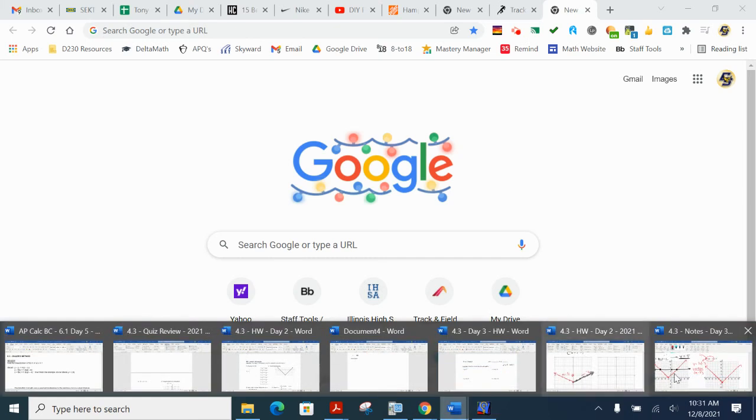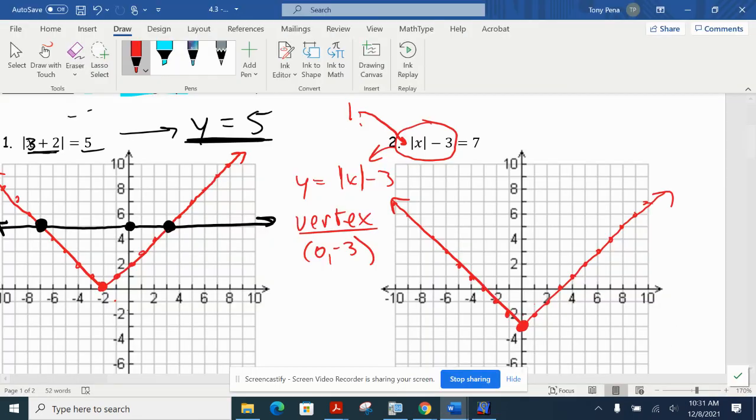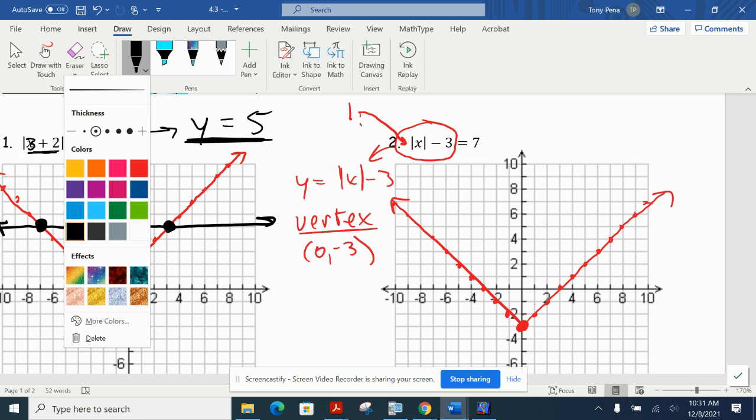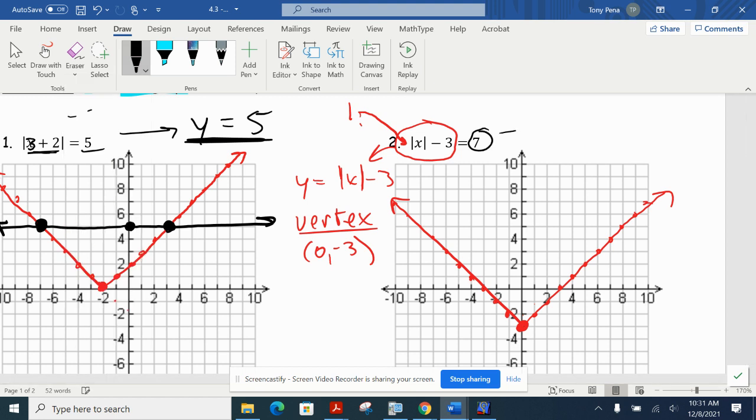equals whatever that constant was, y equals 7. So the second part of this equation is going to be the equation y equals 7. If you just have y, that's a horizontal line, and it's got to go through 7. So here's your y-axis. Here's 7 on the y-axis. It's a horizontal line through that point.